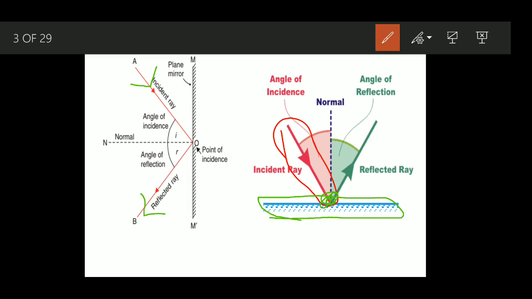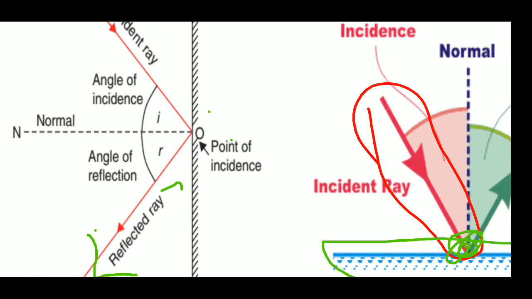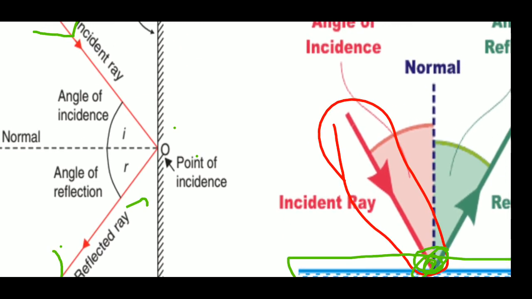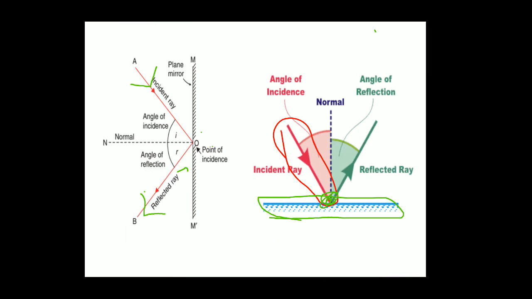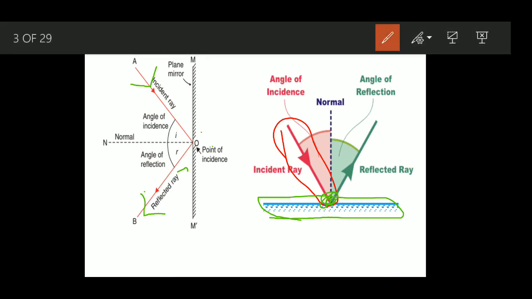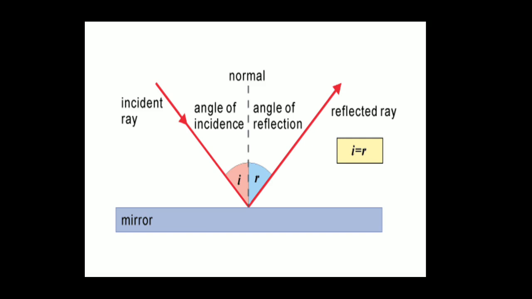And there are two more letters we have introduced here, I and R. Can you see here? I is the letter we use to represent the angle of incidence, and R is the letter we use to represent the angle of reflection. I is the angle between the incident ray and the normal. R is the angle between the normal and the reflected ray. So this is about how the light falls on a surface and how it is bounced back. The bouncing back of light on a surface is called reflection of light.